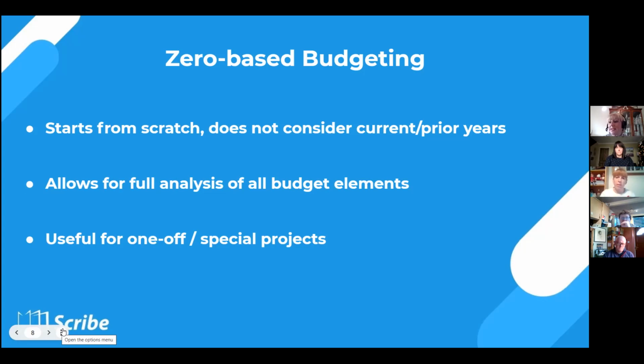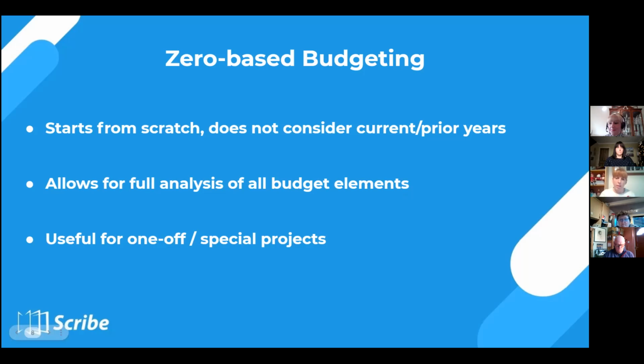As zero-based budgeting can be useful for these one-off projects such as a play park refurbishment where there wouldn't have been a previous budget, but the project still needs to be built in along with its projected costs and any income that may be received.